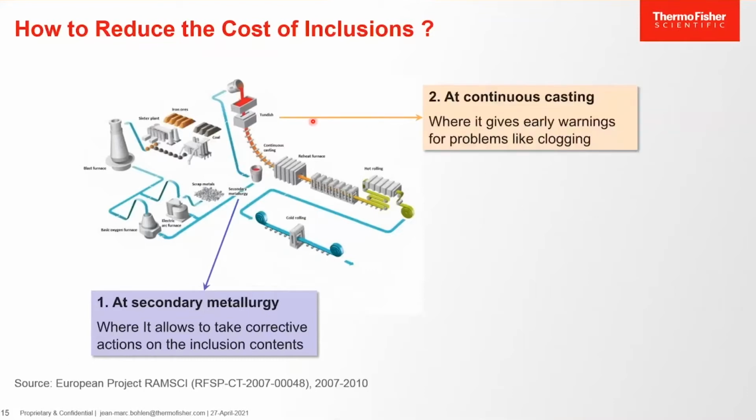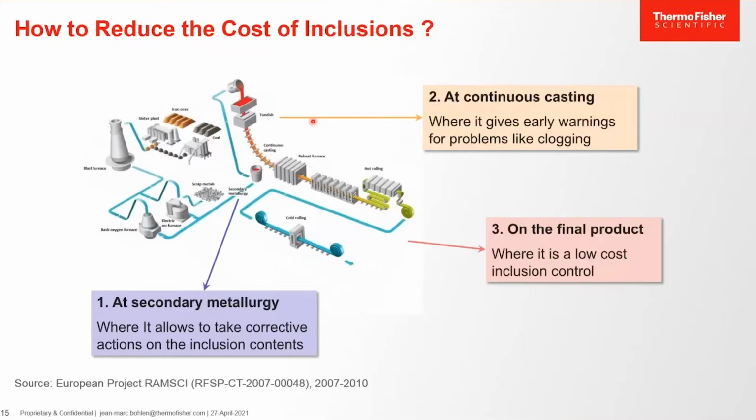Another place is at continuous casting, where optical emission gives early warning for problems like clogging, the problem we've seen just before. And on the final product, where optical emission is a low-cost inclusion control method. So these are the 3 places where steelmakers recommended to use optical emission inclusion analysis. There are, of course, other possibilities to use this technique.